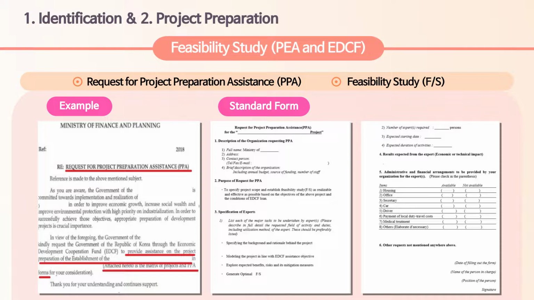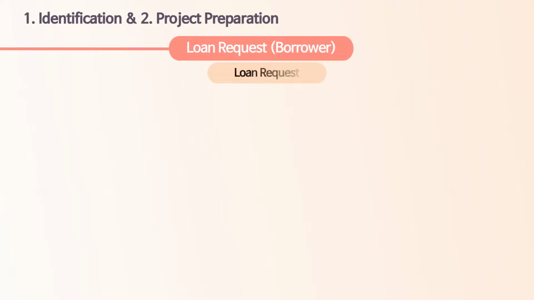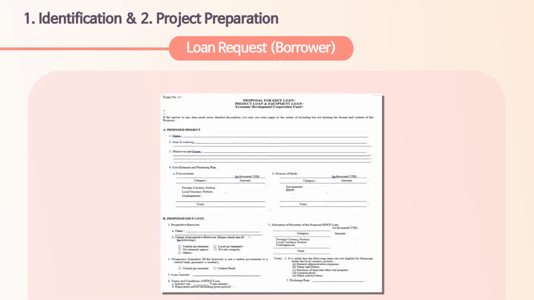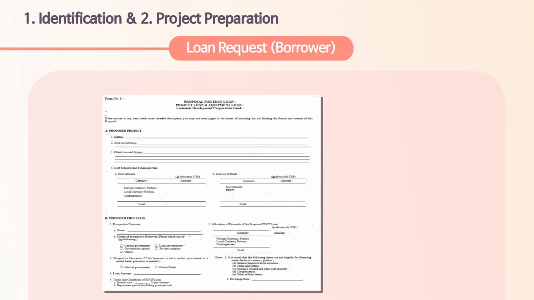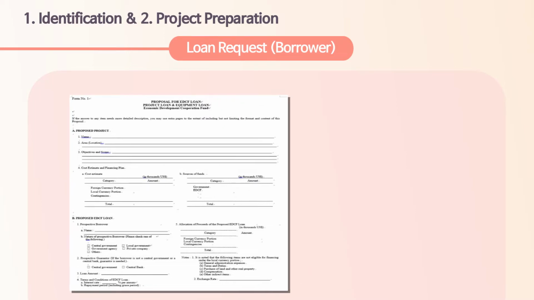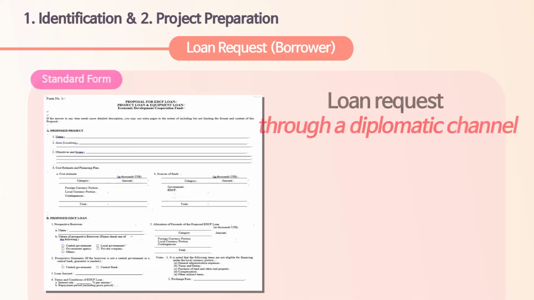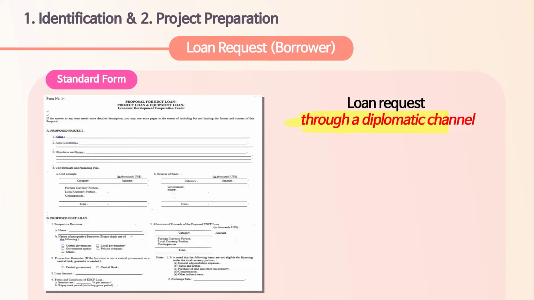But if your country hopes to prepare the FS on your own, you are not required to submit the request for PPA. When the FS is finalized, the borrower or partner country's Ministry of Finance should submit loan request based on the results of FS. You can find standard form of proposal for EDCF loan on the EDCF official website. Please keep in mind that such request should be forwarded through a diplomatic channel.